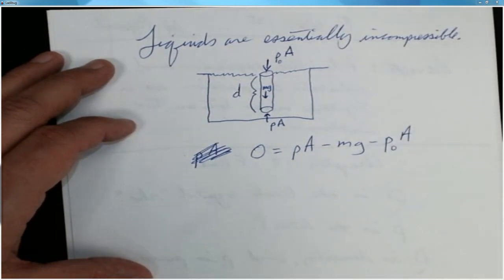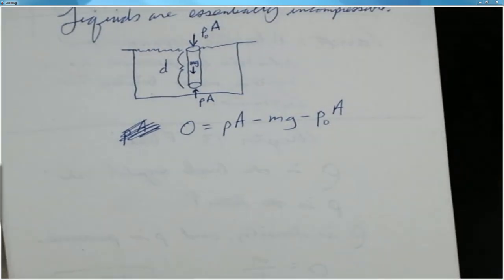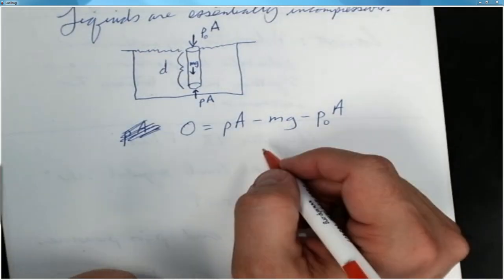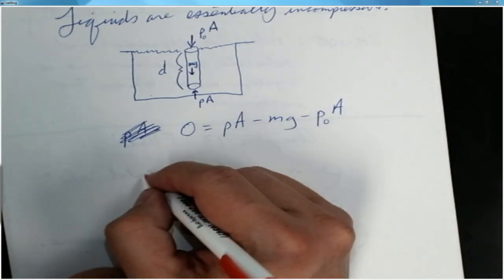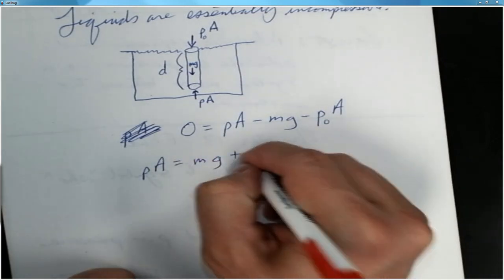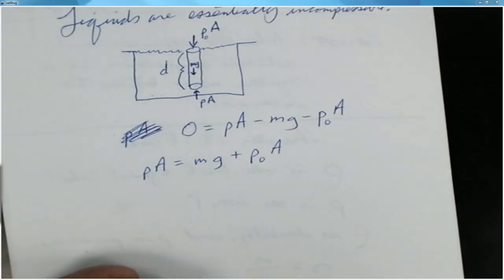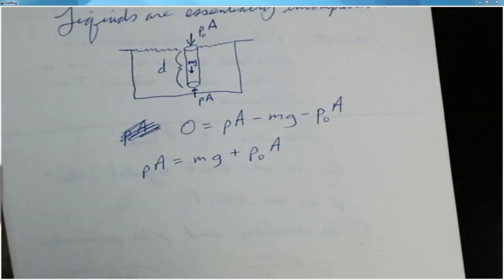That's one way to do it. That's not the way your book does it, but it makes sense to me. Your book does it this way, solving for PA, so it moves this other stuff to the other side, and you get PA is equal to mg plus P naught times A. That's the same thing, just rearranged, so it doesn't really matter.